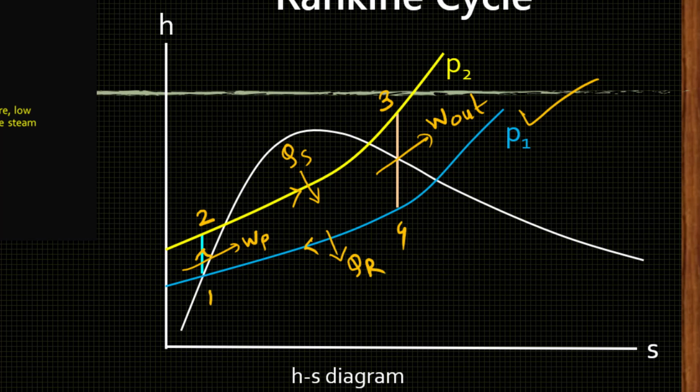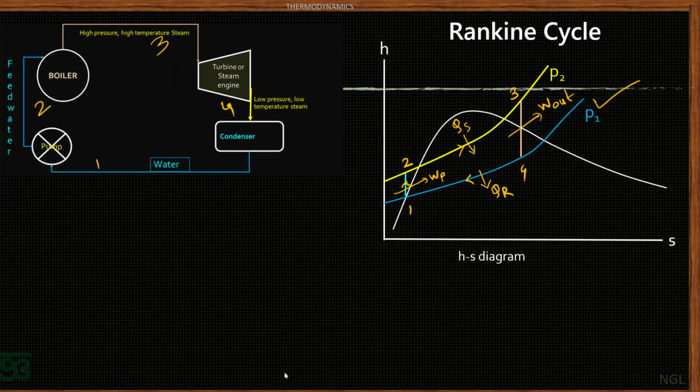Heat is supplied at constant high pressure. Heat is rejected at constant low pressure, which is the condenser pressure. And work is done by the system during the expansion process inside the turbine, and work is done on the system during the pumping process, WP.